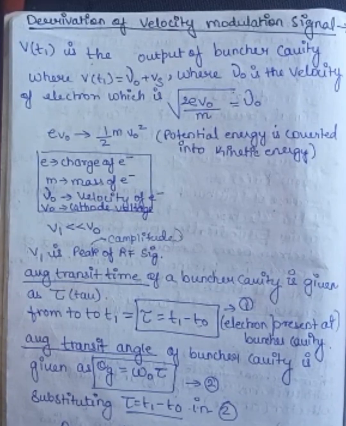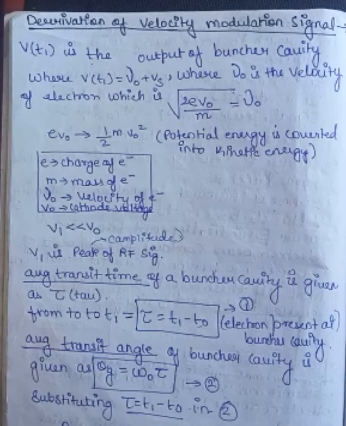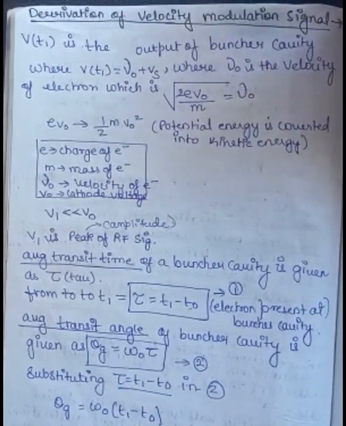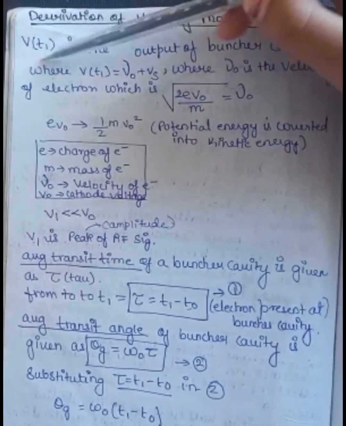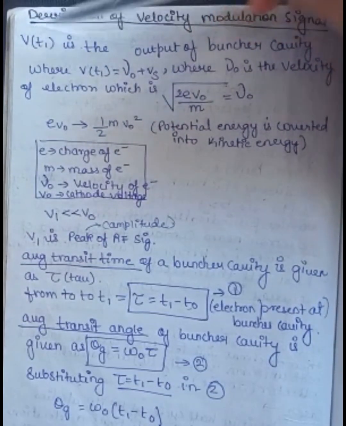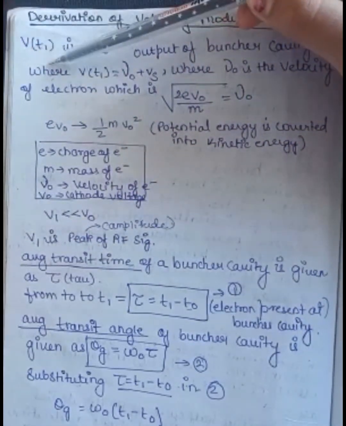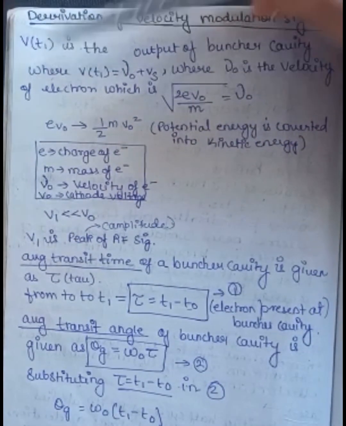Today in our video we are going to learn about the derivation of velocity modulation signal. Please watch the video of two cavity klystron before this so that you can understand this much better. For the derivation of velocity modulation, we have to find the term Vt1. Vt1 is the output of the buncher cavity and T1 is the time where the bunches are formed.